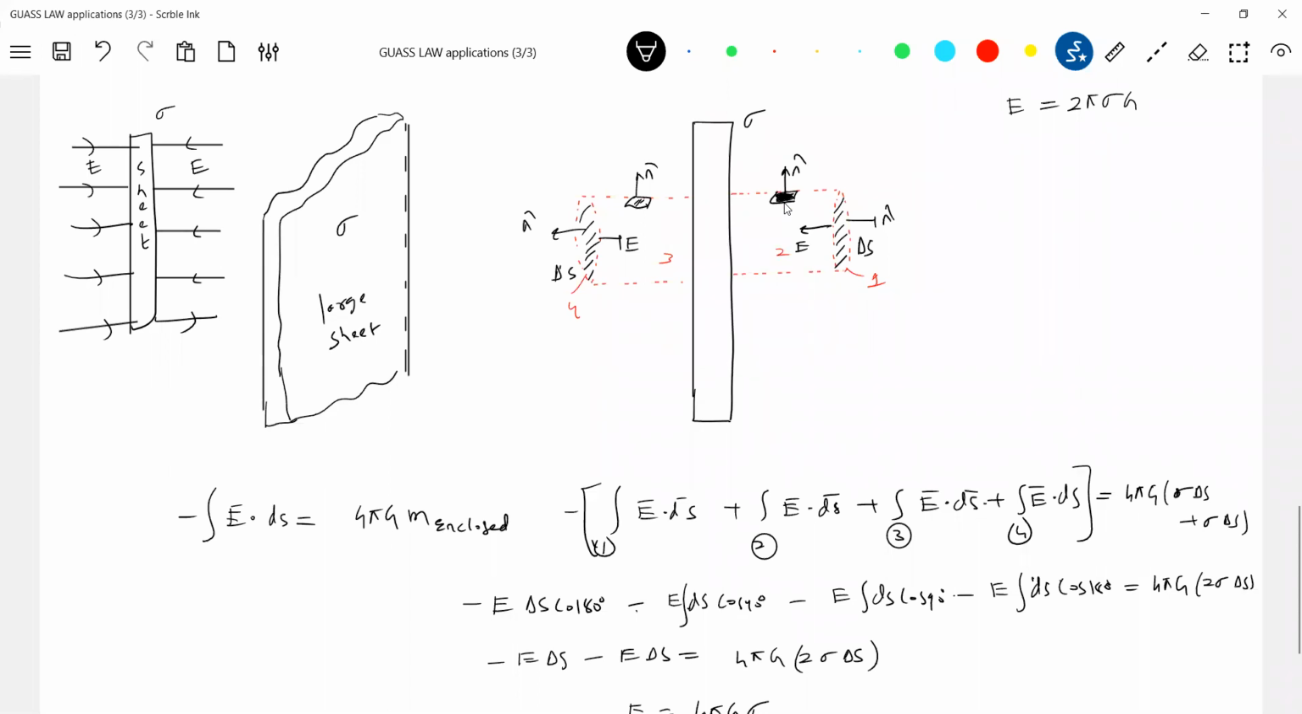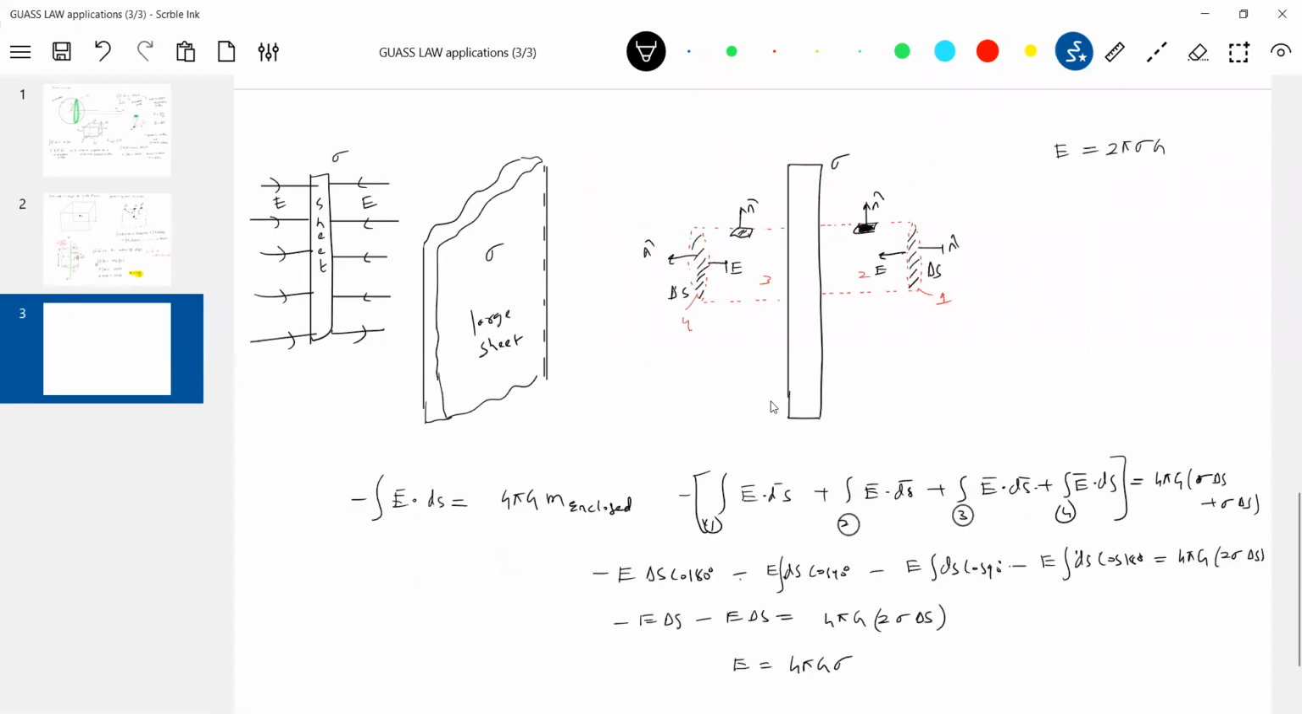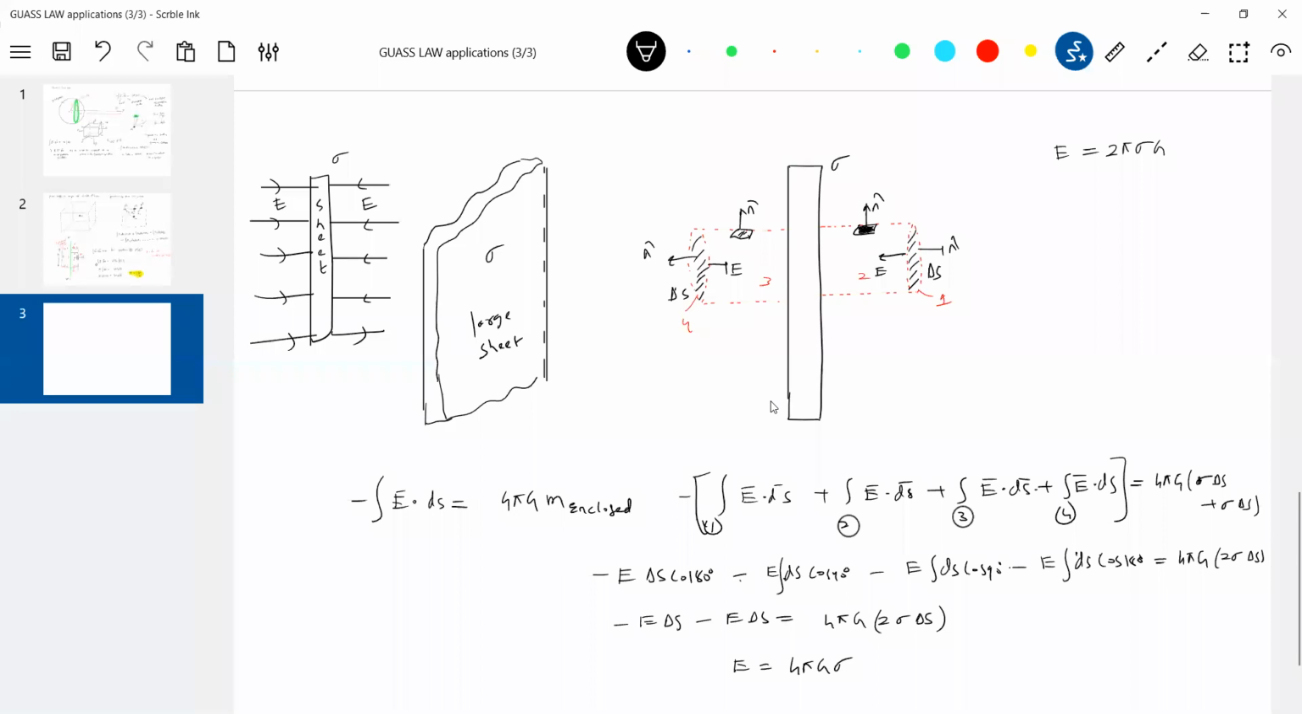Anybody? Where is the mistake? What are we doing? Where are we going wrong? I'm just asking. I want to draw some attention. Intentionally, I made some mistake. Let's see how you answer this one. Where have we gone wrong? See, there is only one mass. What is the mass present in the cylinder? Is it this mass only? If you stand from here, what is the mass enclosed? You say sigma delta S. And if you stand from here also, sigma delta S. The same mass we have written twice.